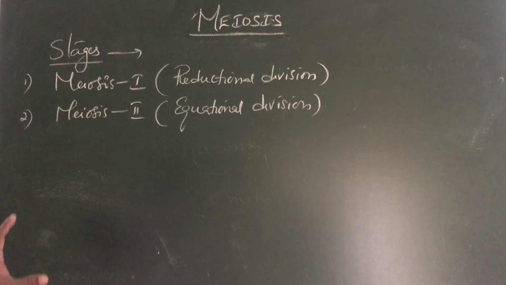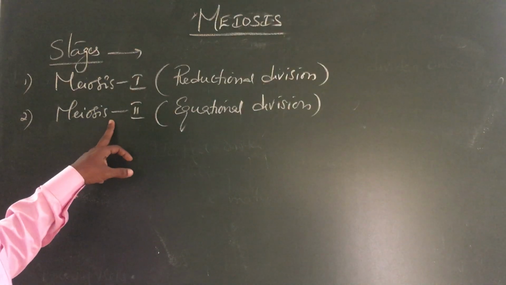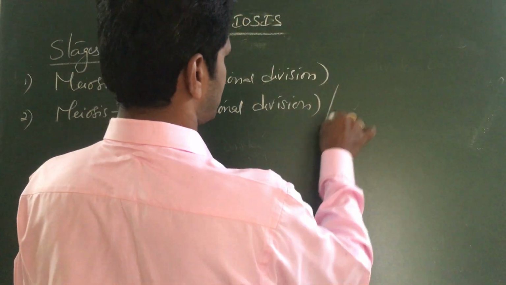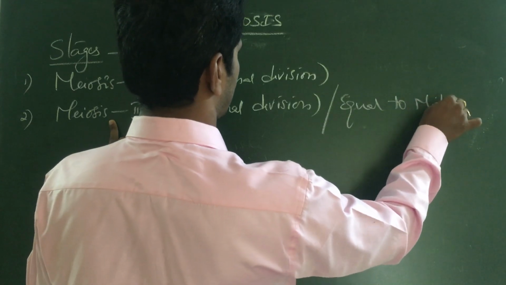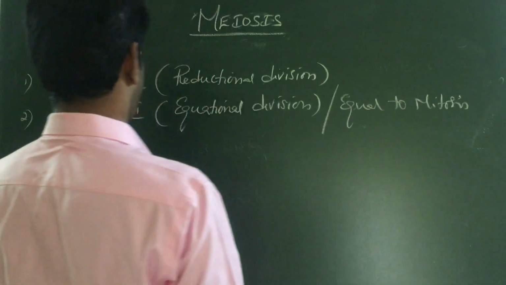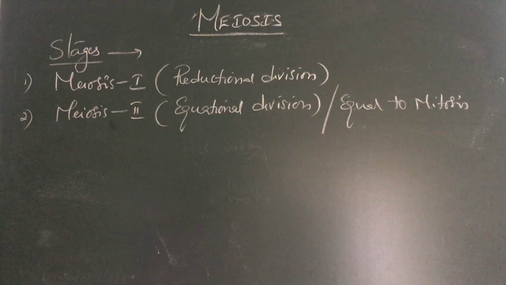So meiosis 2 is an equational division or homotypic division. Okay, right. So this is equal to mitosis. You can write that also. For understanding purpose, this is equal to mitosis. So let us see what are the steps involved in meiosis 1.